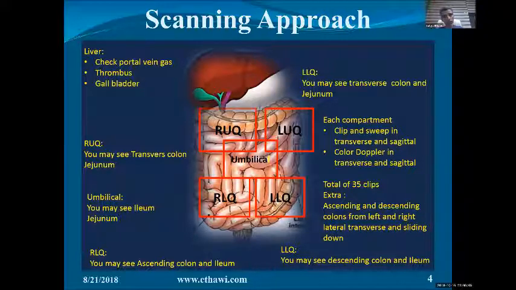Okay? So again, yes, you do four quadrants in addition to the umbilicus. With each view, you do perpendicular and transverse, and you have to do one color Doppler. It is best to record clips of at least 5 seconds. In addition, instead of pressing freeze and then print, you just press save.